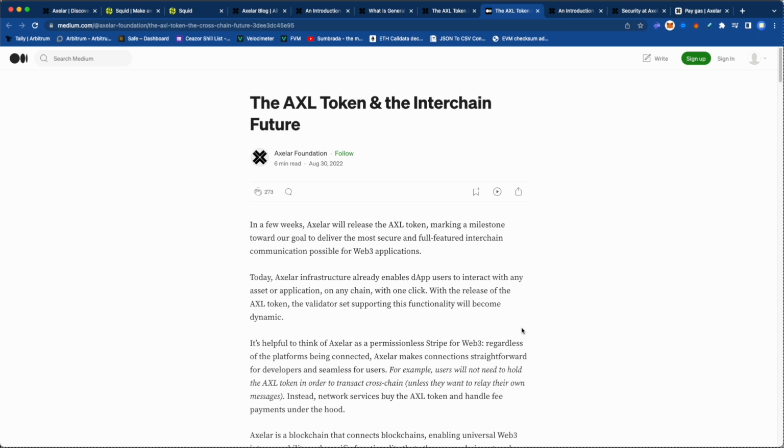Okay, so let's swing over to the flowchart, and I'll explain to you how AXELAR is solving the bridging problem in a different way than what traditional bridges have been doing.